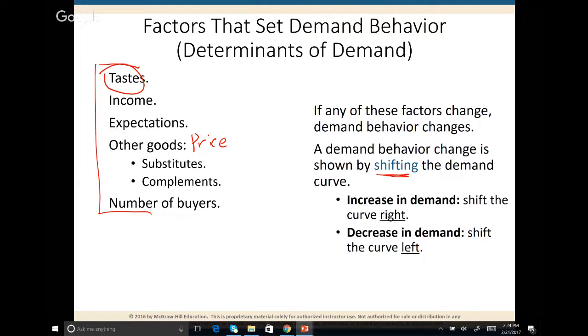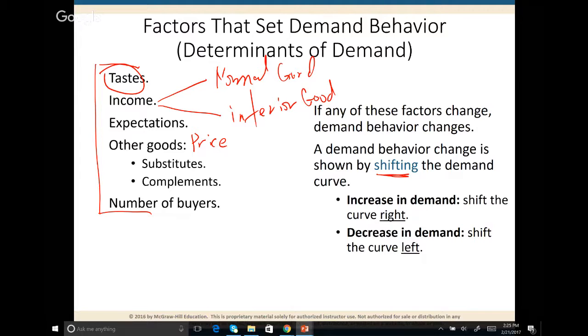Now for consumer income, anytime consumer income changes, this will cause our demand level to change too. But normally, we think that when consumer income is increasing, we buy more stuff, or when consumer income is decreasing, we buy less stuff. But there's a difference between what is called a normal good and inferior good.